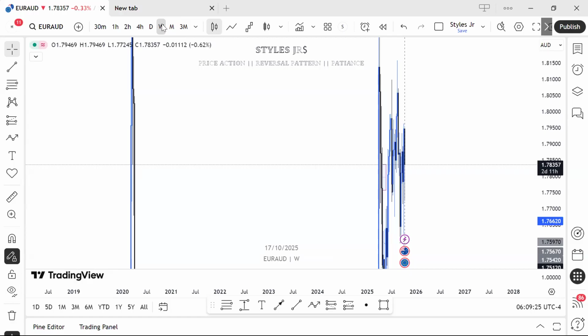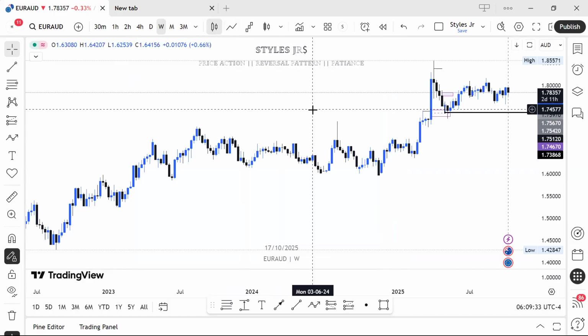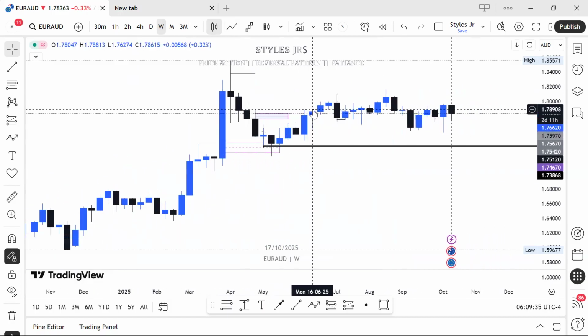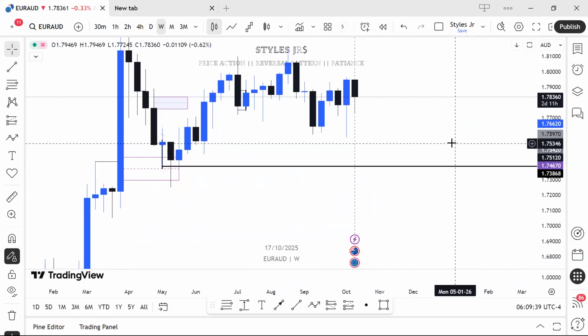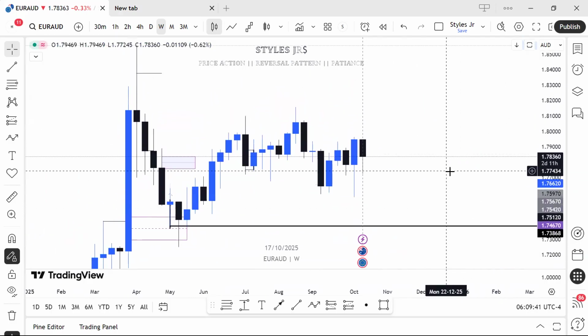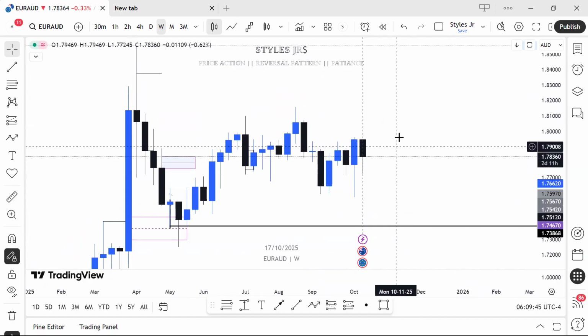So looking at the weekly time frame, we are actually seeing something. On the weekly time frame, we are seeing a possible scenario whereby the market is giving us a possible buy for the week.